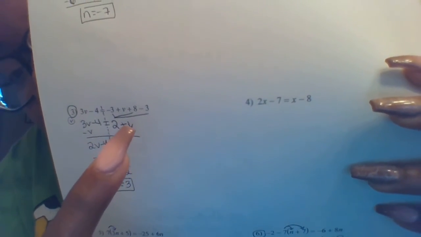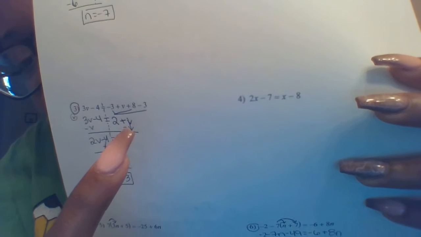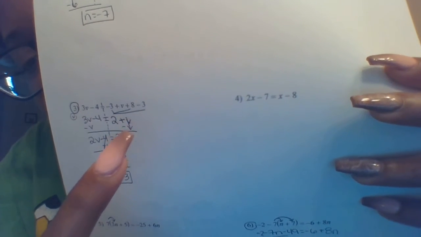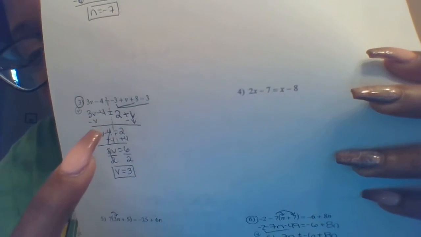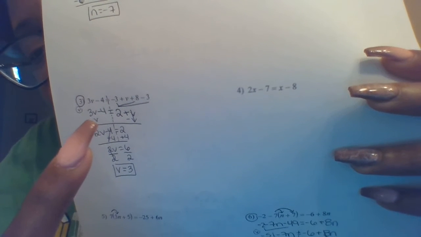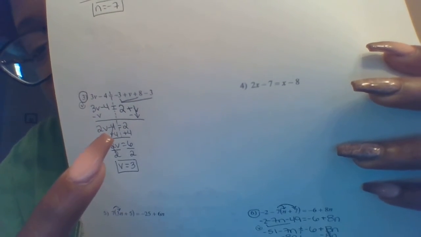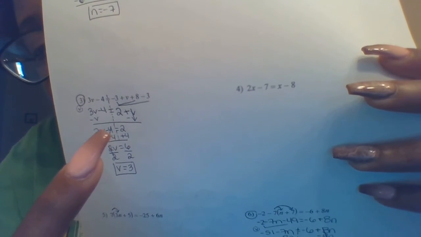So because this is a positive 1v, and there's no number, there's a 1, we're going to subtract 1v from both sides. So positive 1v minus 1v cancels to 0. 2 plus 0 is just 2. Again, keeping the equation balanced, we're going to subtract 1v on this side as well. 3v minus 1v gets us 2v. This negative 4 just comes down because it was not combined with any terms quite yet.